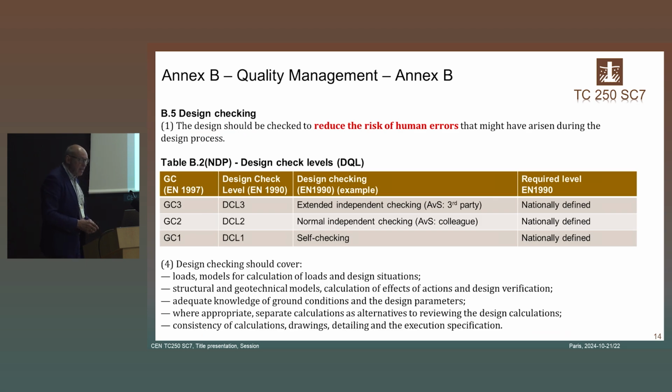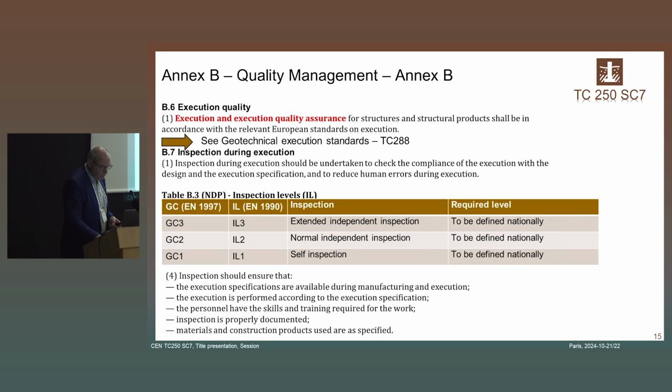Now the same for design checking, and the idea is to reduce human errors, to check the design. For GC3, we would then say extended independent checking, and I think by a third party. GC2 says normal independent checking, I think within the company, a colleague, and for GC1 self-checking is enough. But really, these are things done nationally, so the NDPs, and can be used in the National Annex of Eurocode EN 1997 Part 1. Now here are some things you could check, but it's really straightforward.